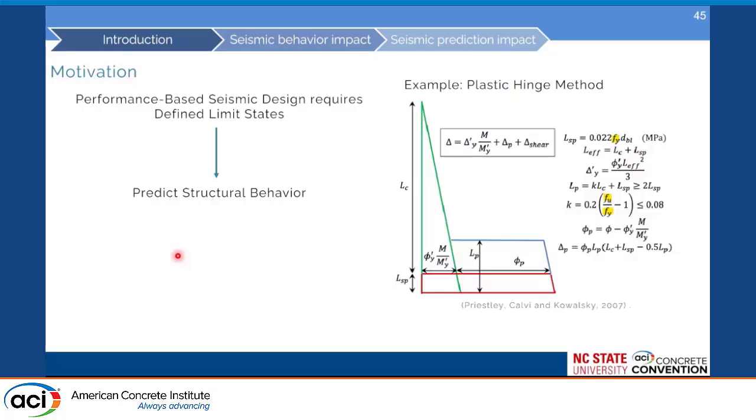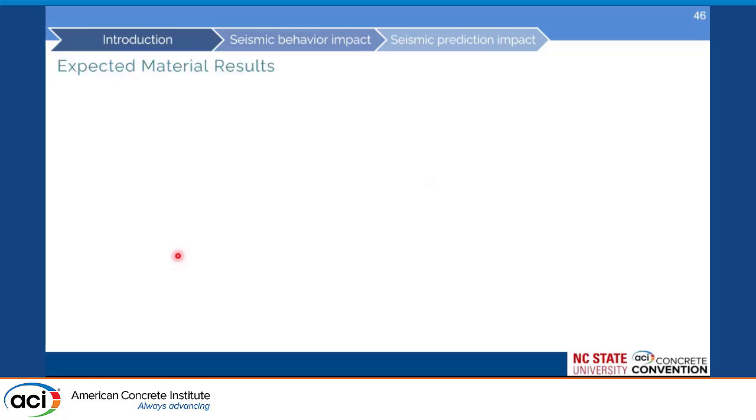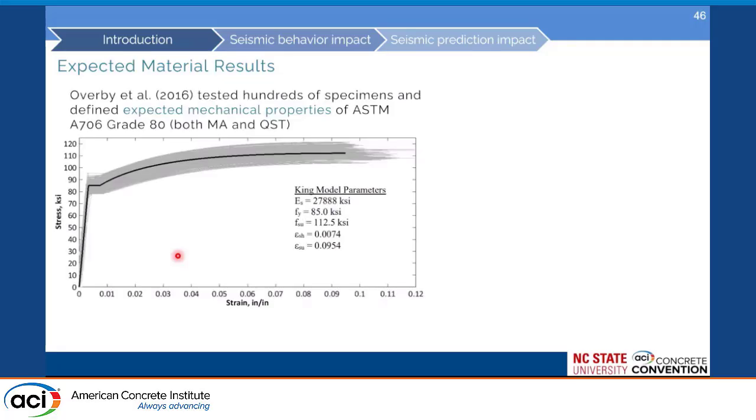I'm pretty sure we're all familiar with ultimate tensile strength and yield strength. That's how we characterize our materials and how we include our material characteristics in the design process. For ASTM A706 Grade 80 steel reinforcement, a study was conducted in 2016 by Overby et al., and they looked into hundreds of material testing bars for Grade 80 and defined the expected mechanical properties for this material. They analyzed 3 different mills and 2 manufacturing processes.